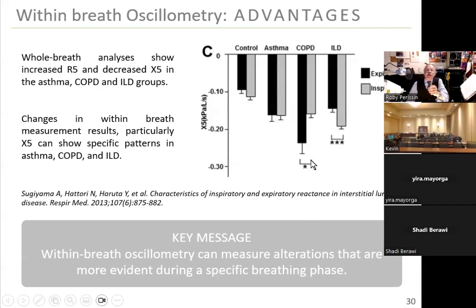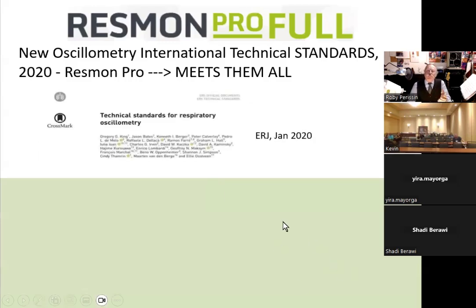In COPD, you see it more in expiration, and in interstitial lung disease, you see it in inspiration. It's very well documented, and it's called within-breath oscillometry, because we're looking at it throughout the whole cycle: inspiratory, expiratory, and total. So why is it now safe to use in clinical practice?